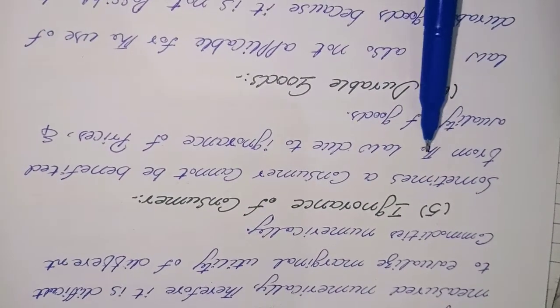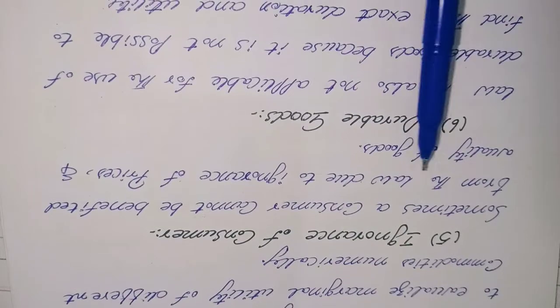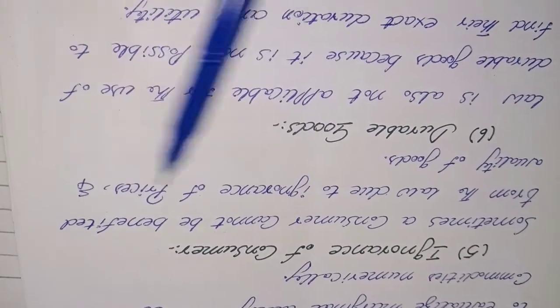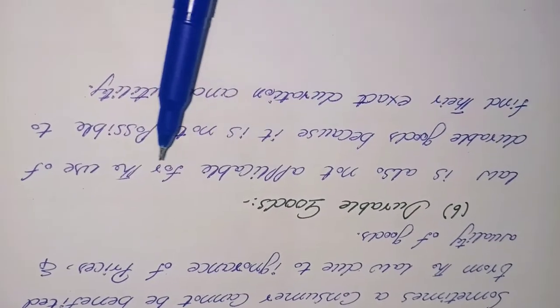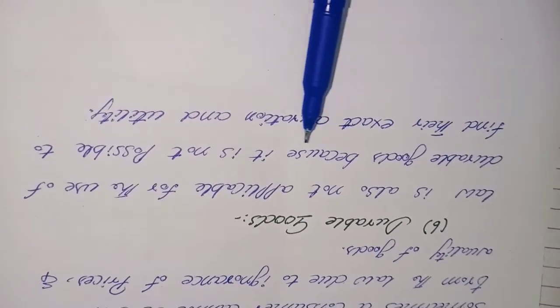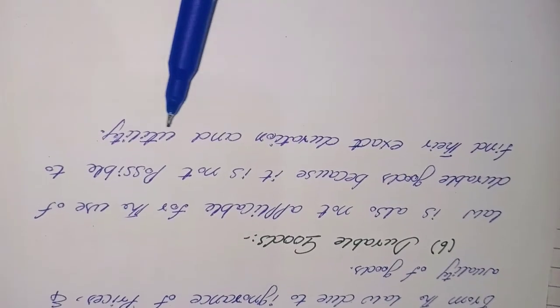Number 5, ignorance of consumer. Sometimes a consumer cannot benefit from the law due to ignorance of price and quality of goods. Number 6, durable goods. The law is also not applicable for the use of durable goods because it is not possible to find their extra durations and utilities.